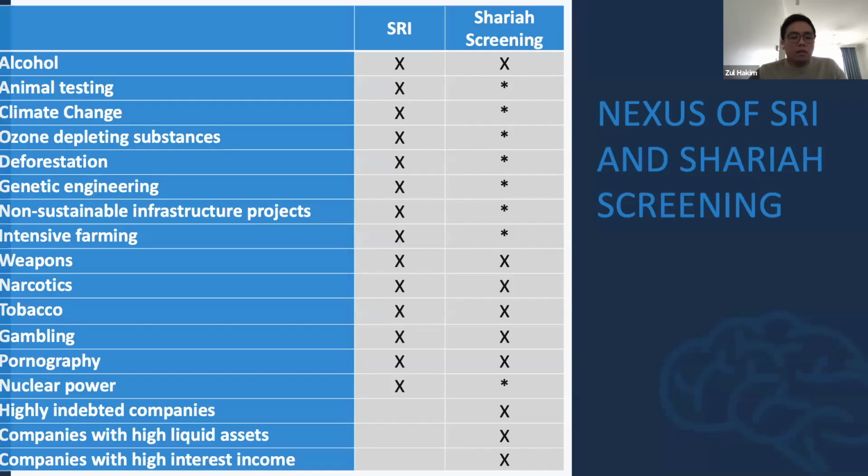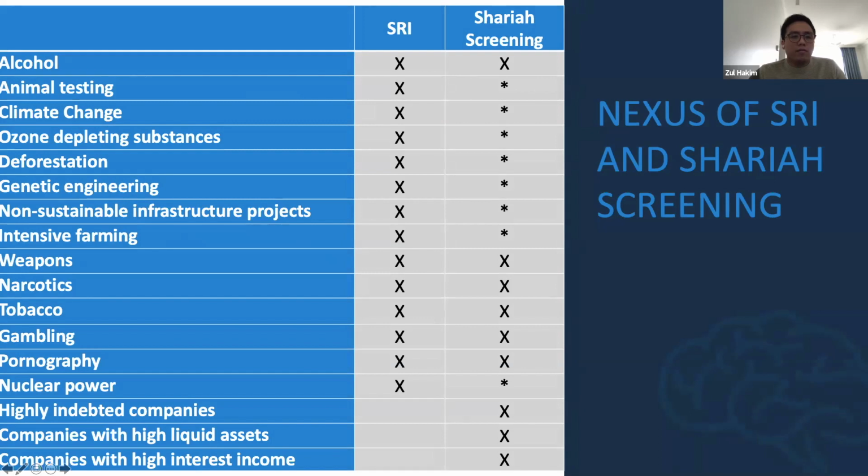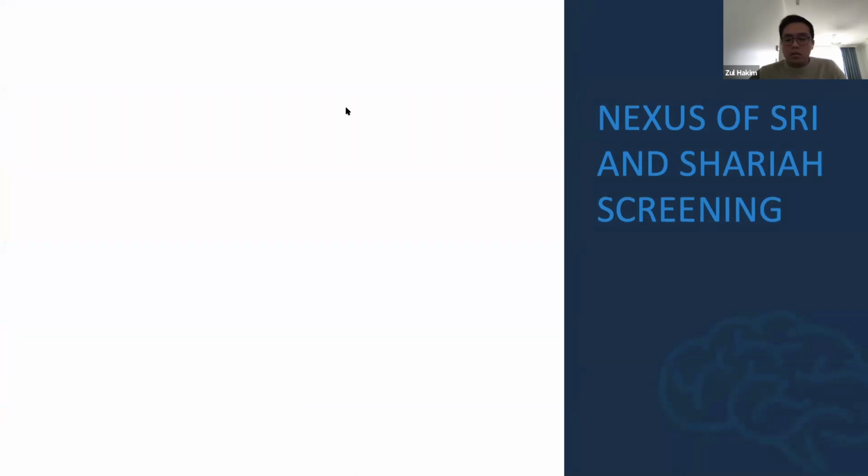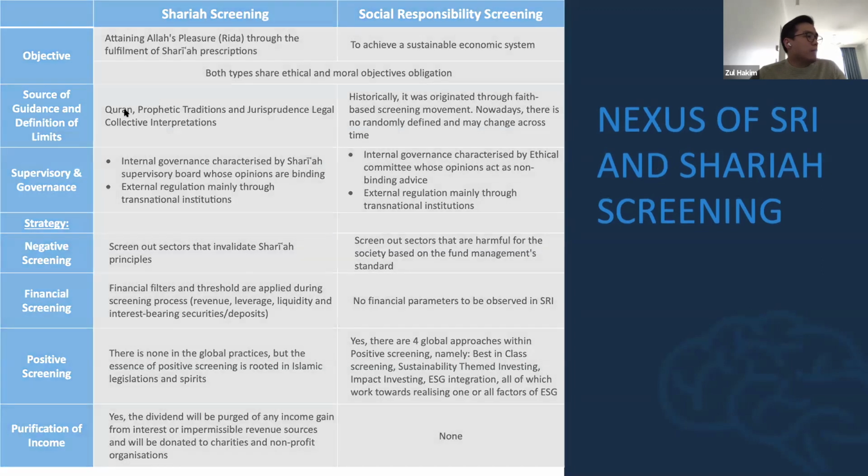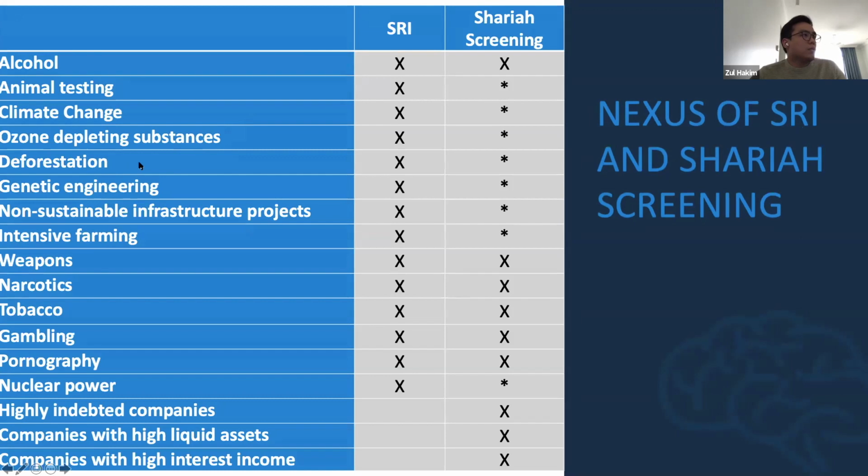Moving on, this table is just to give a very brief overview of the similarities and differences between Sharia and SRI screening pertaining to business sector screening. We can observe from the SRI here that most of these sectors are observed, such as alcohol, weapons, narcotics, and so on. But in current Sharia screening practices, certain sectors or business practices are not observed, such as animal testing, climate change, ozone depletion, subsistence, and deforestation. The current Sharia screening practices don't give any concern to whether the business, even though it's halal according to the standard, actually makes a negative contribution to climate change and so on.